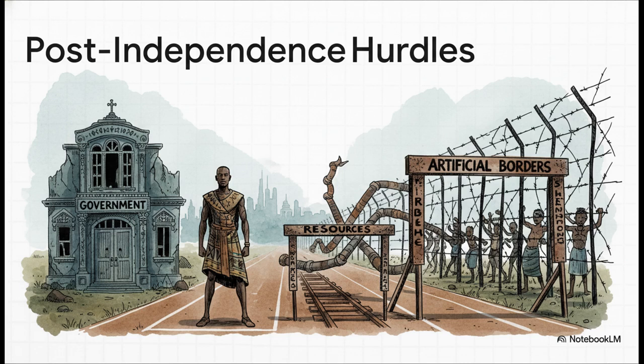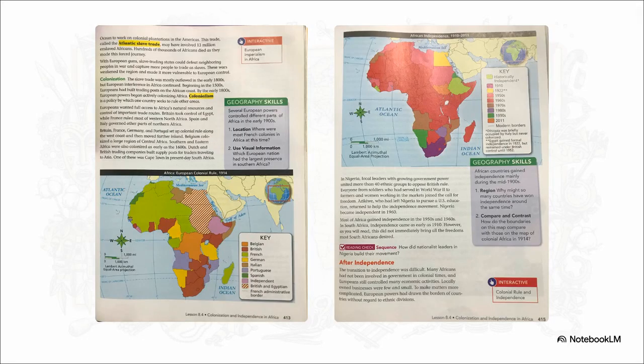Those artificial borders. And this slide, this just says it all, doesn't it? On the left, the colonial map from 1914. On the right, the modern map of Africa. I mean, look how similar they are. These borders, drawn without any local logic, forced rival ethnic groups into the same country and split others apart. It was a perfect recipe for conflict down the road.